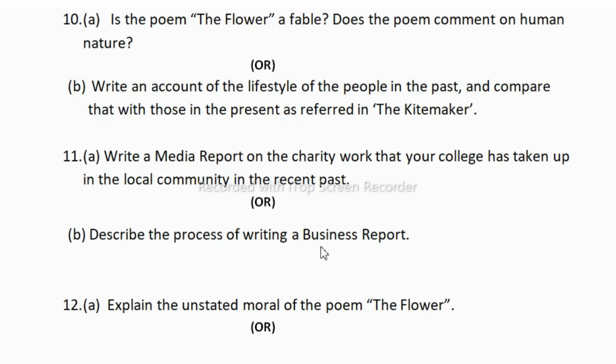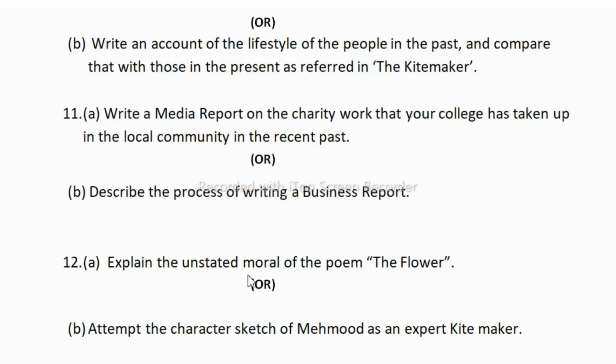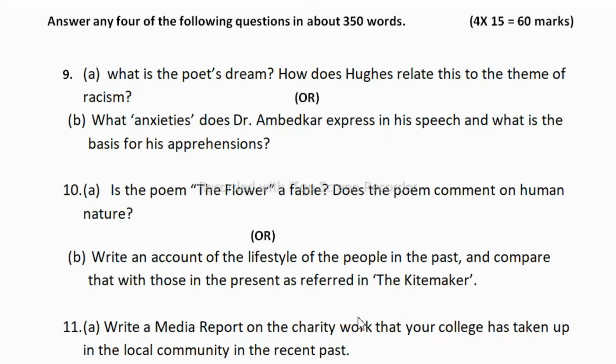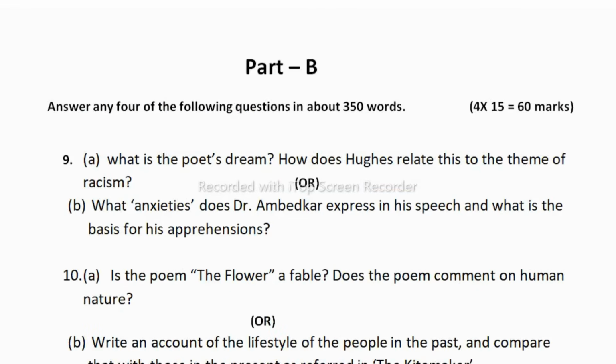Then describe the process of writing a business report, explain the unstated moral of the poem The Flower, and attempt the character sketch of Mahmoud. So you should write these 4 questions out of these 8 questions. So you will get these 60 marks.